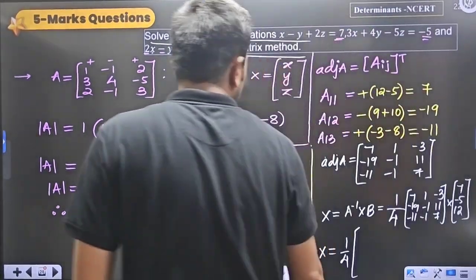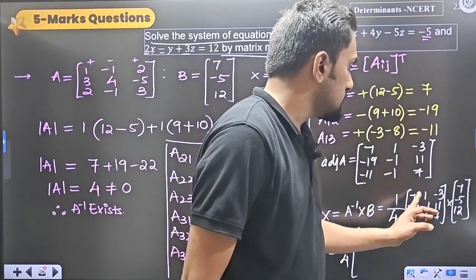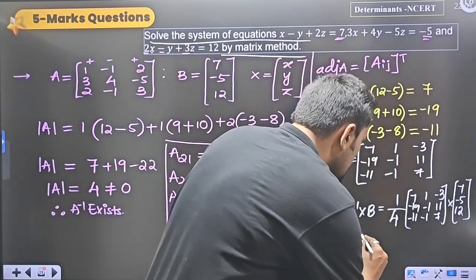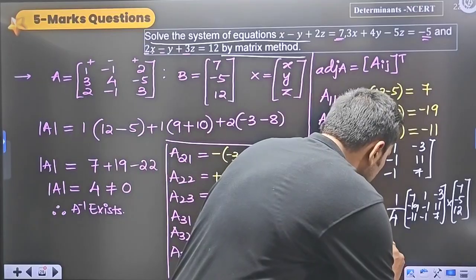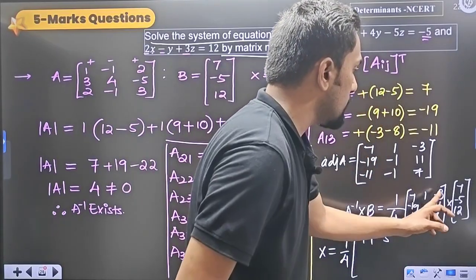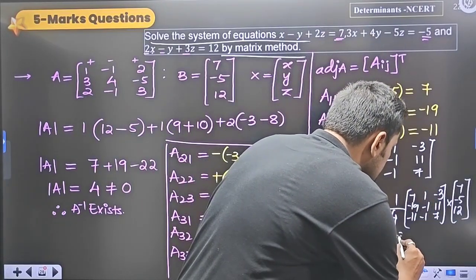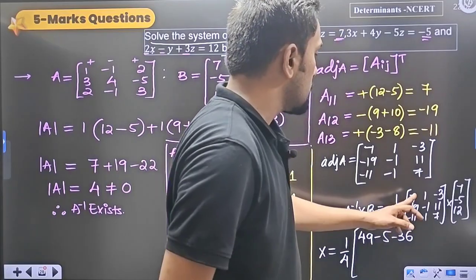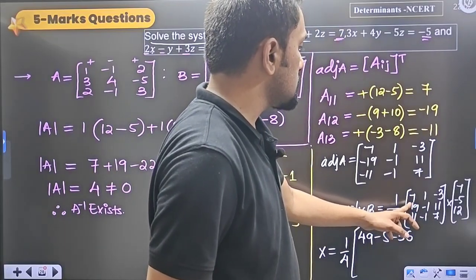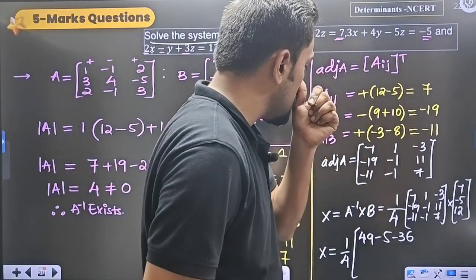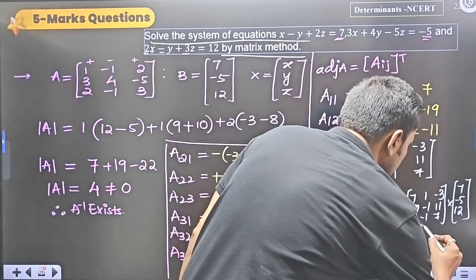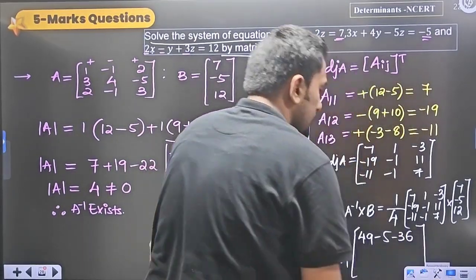You just multiply first row and first column. 7 into 7 is 49. 1 into minus 5 is minus 5. Next minus 3 into 12 is minus 36. Next second row, minus 19 into 7, minus 1 into minus 5. It goes like that. Find it like this at the end.